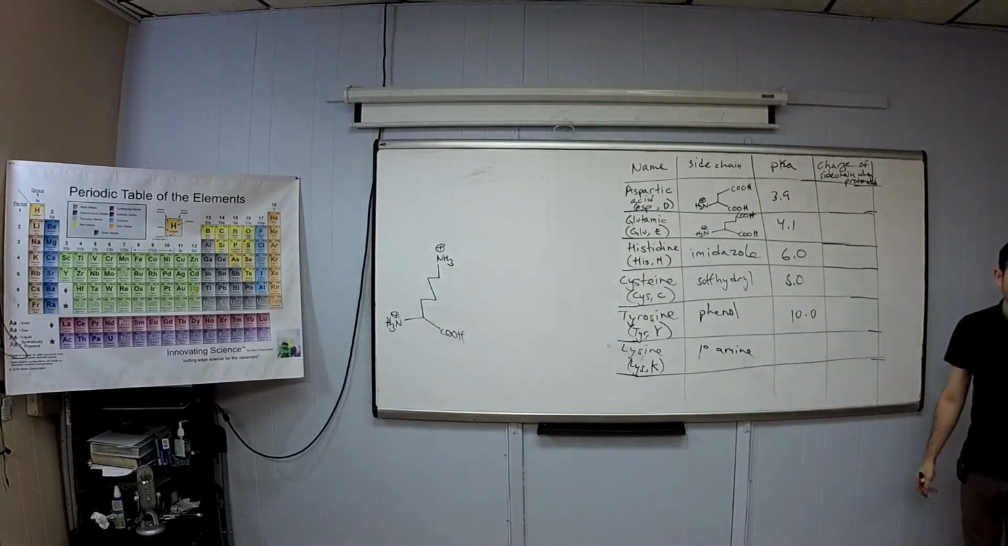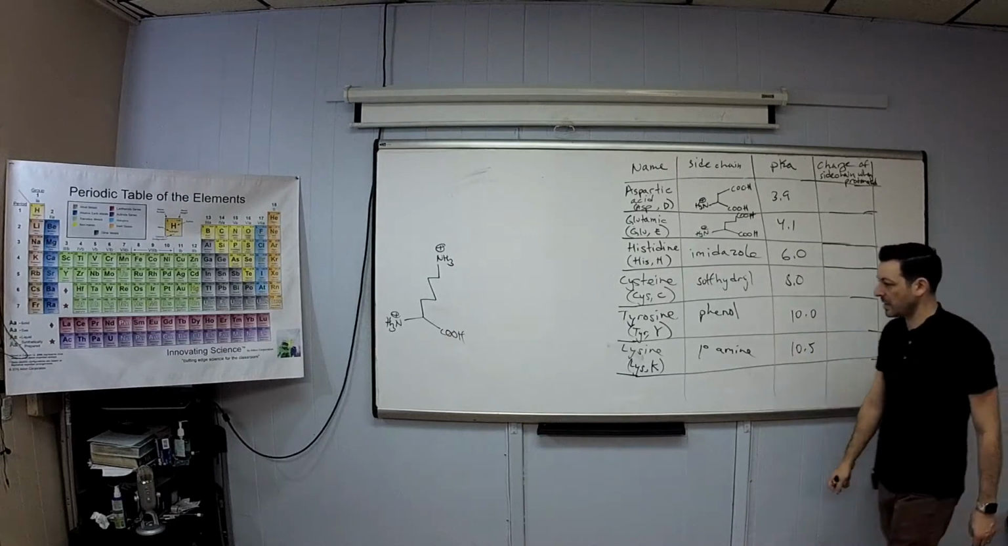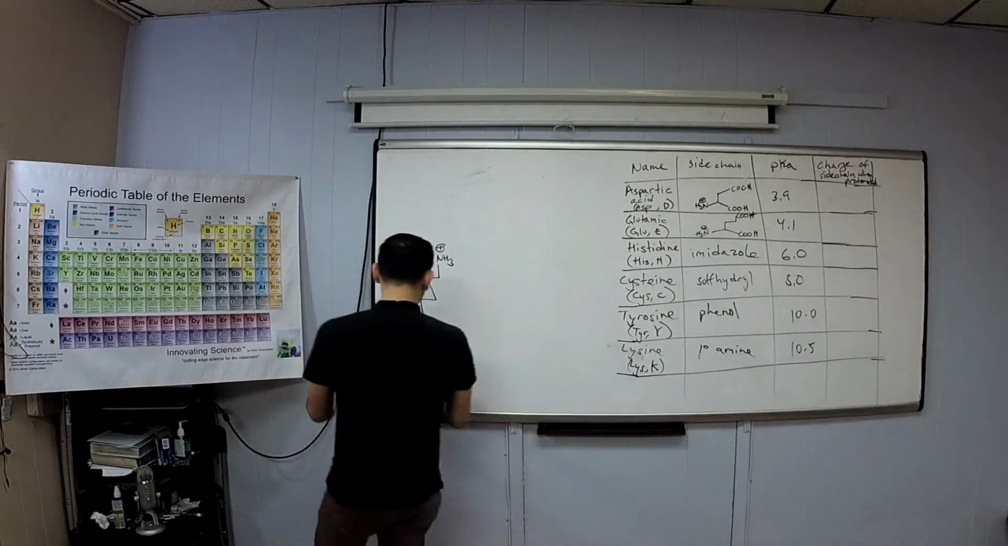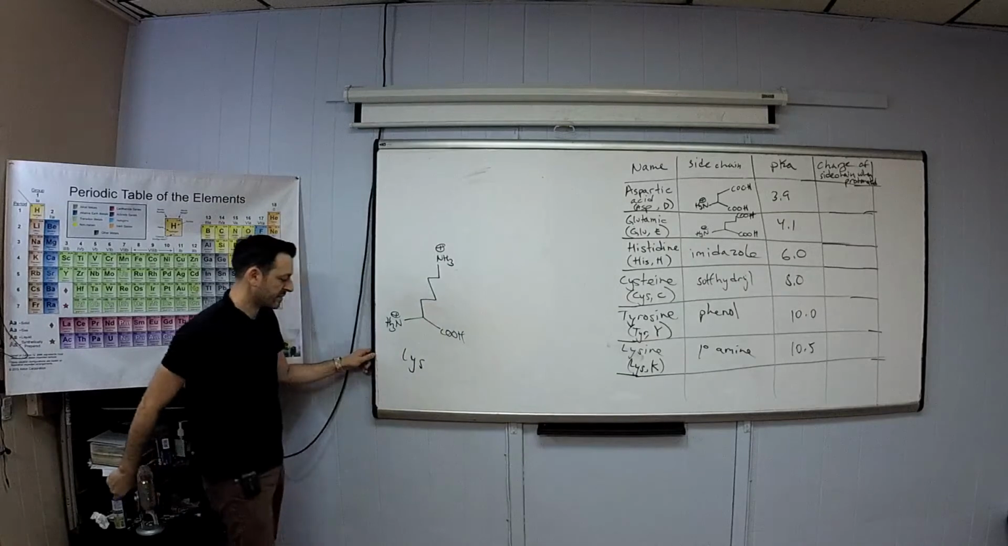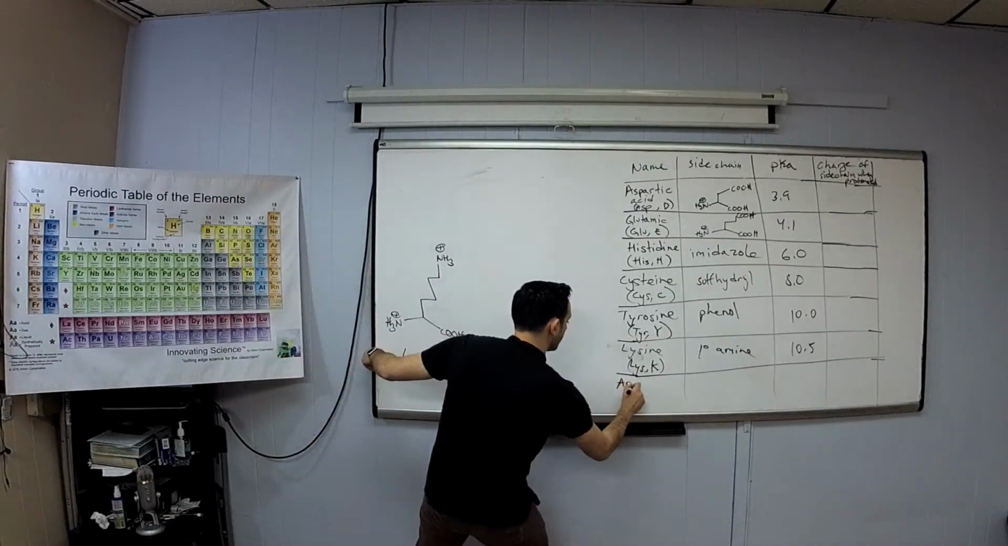And what is the pKa of a primary amine? You should guess that it's between 9 and 11. So 10.5 makes sense. Now this is lysine. The last one is arginine.